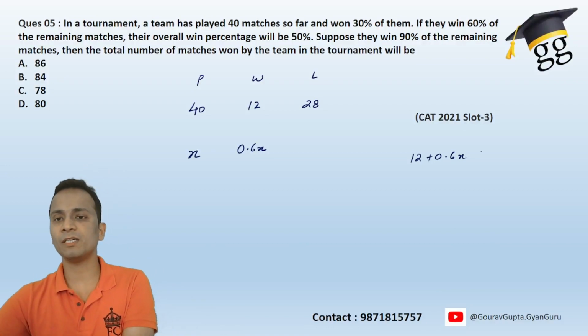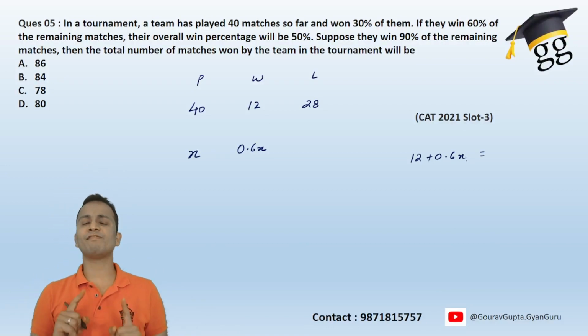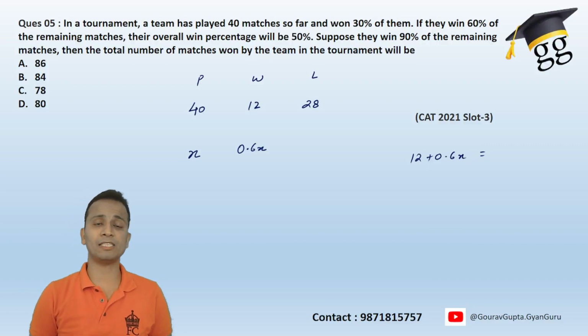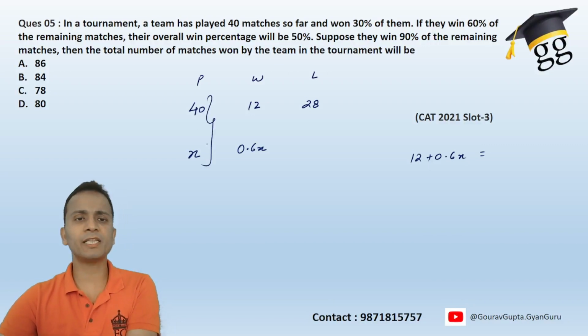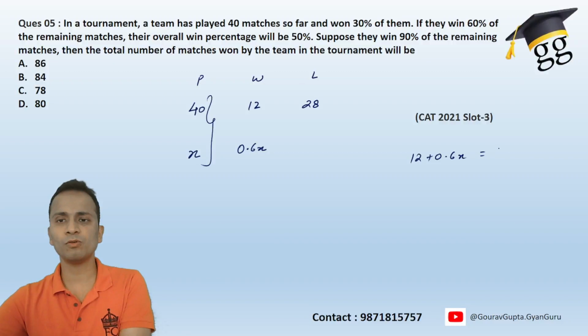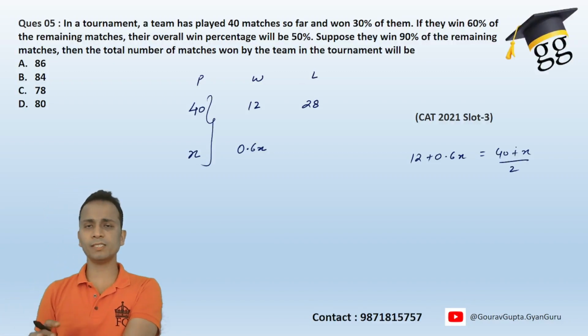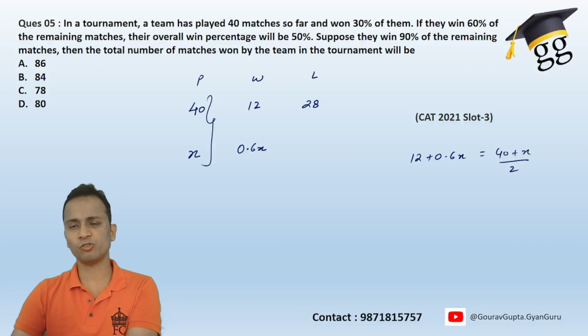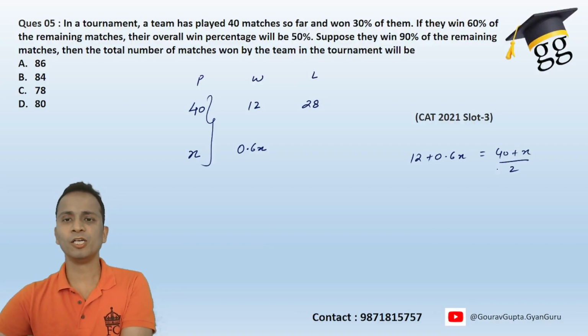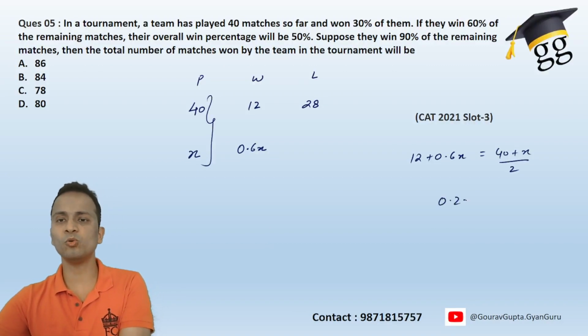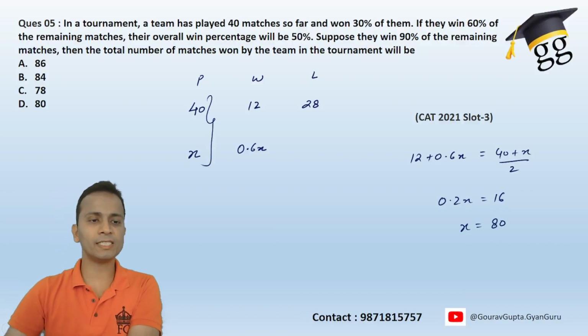Okay, so that means up till now they would have won 50% of the matches played. How many matches played? 40 plus x. So (40 plus x) divided by 2. This is their winning percentage. So from here you can find the value of x. So 0.2x is equal to 40 minus 24, that is 16. So the value of x will be equal to 80. So I can say that the remaining number of matches is 80.